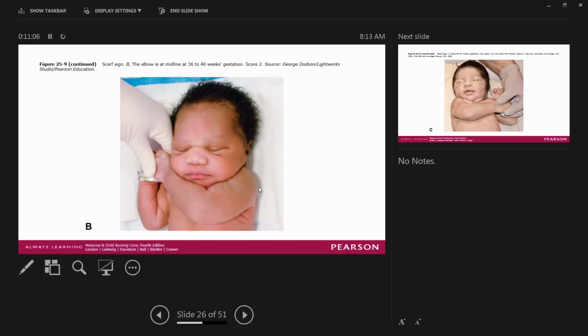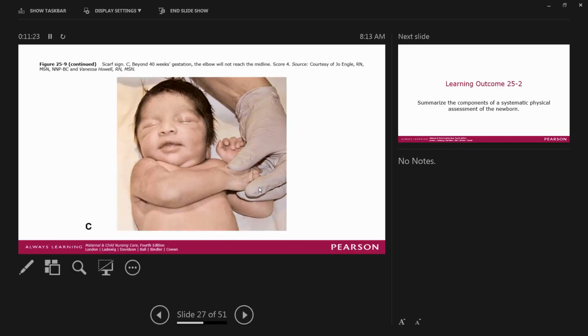So with a more term baby, you pull that arm over and you can't get that elbow past that same side nipple, okay? It doesn't go to the center, okay? Here's another example of a more term baby.